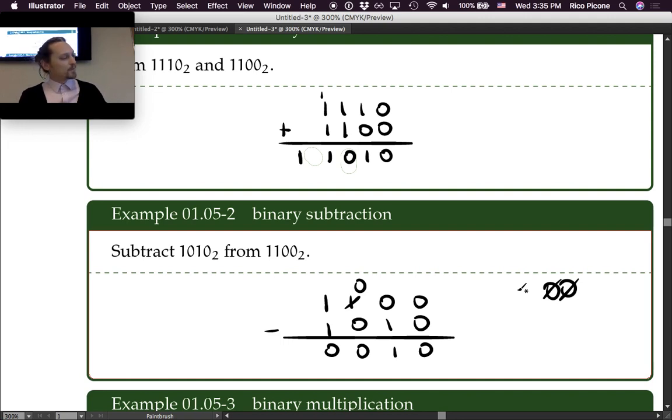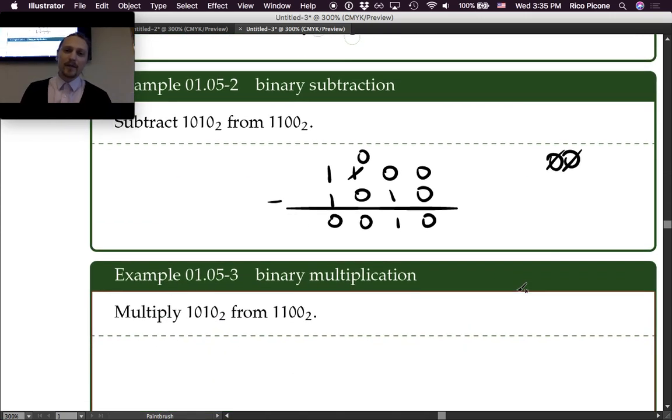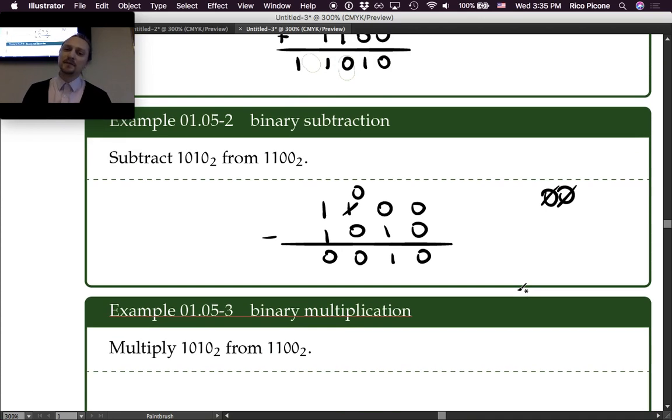We're going to do that, not in this lecture, but in the next lecture. So, yeah, something to look forward to. Yeah, that's binary subtraction.